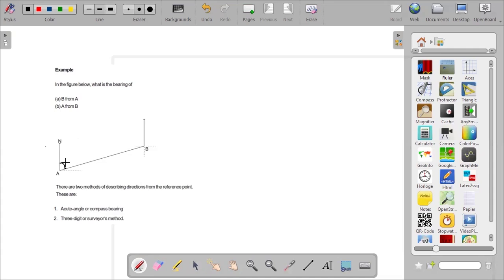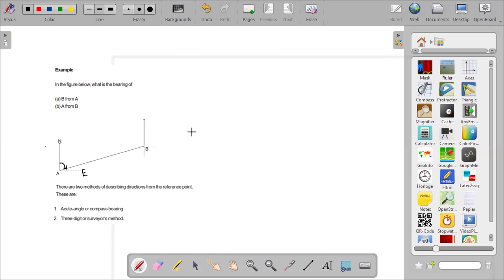Remember that the bearing of a place is the angular distance of that place taken from the North Pole in a clockwise direction. So the angle here is the bearing of B from A, and this is north, this is east here. If I bring this line down, that will be south. If I extend it here, that will be west. So in which direction is this line A going to?